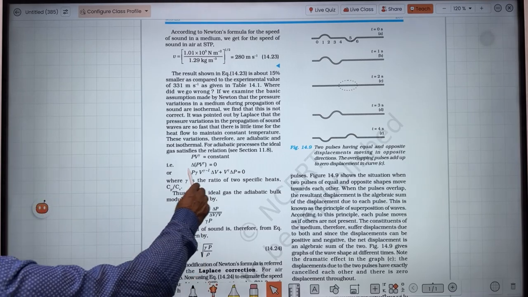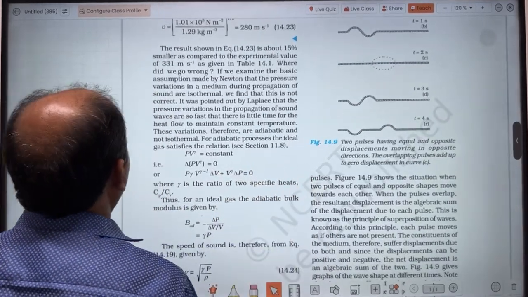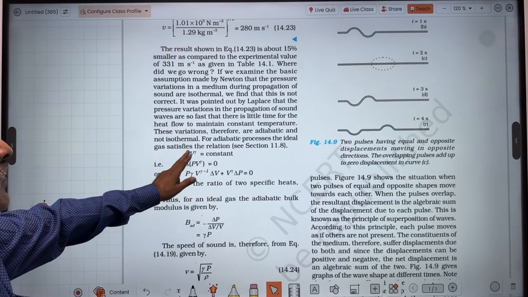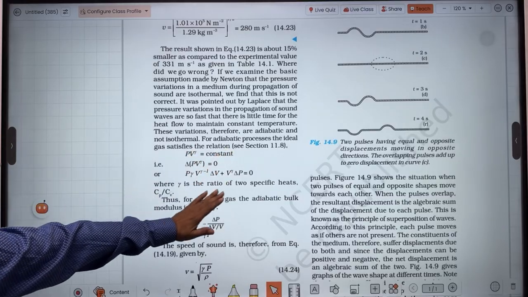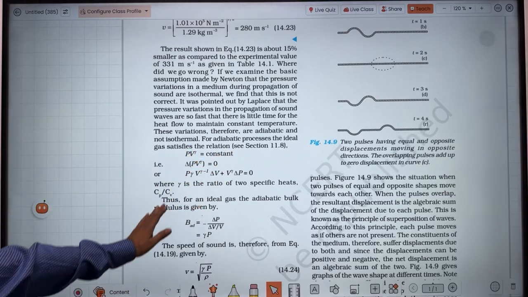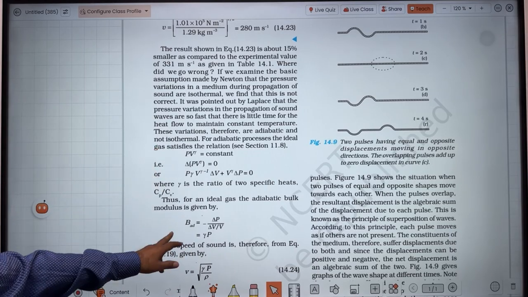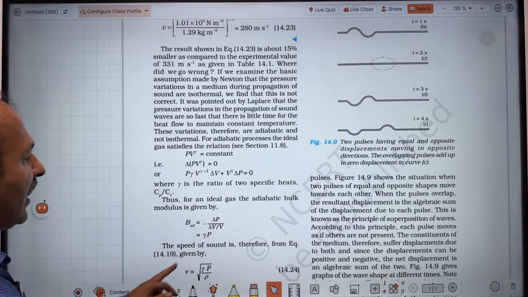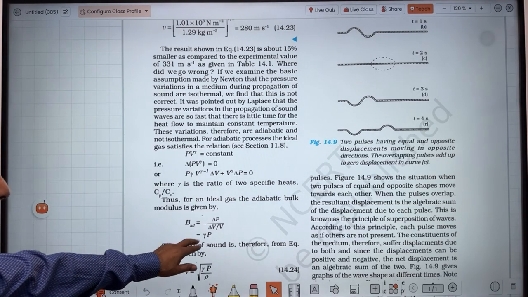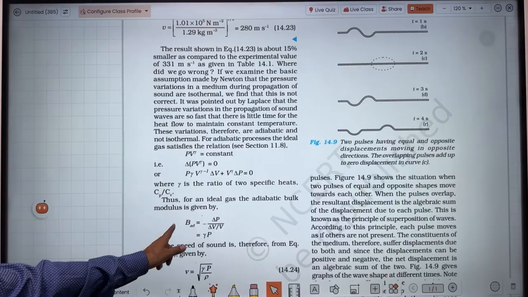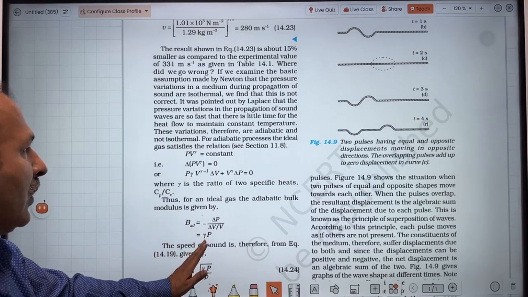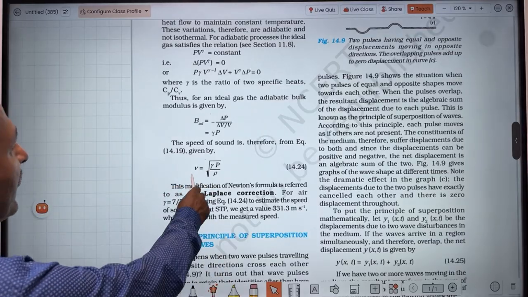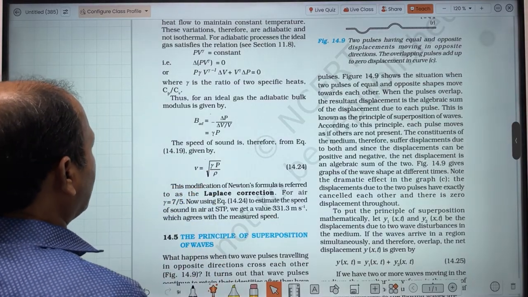In case of adiabatic change, the expression will change. Earlier we assumed PV equal to RT. Here we will assume that PV power gamma, where gamma is Cp upon Cv, equal to constant. Then again we differentiate it. When we differentiate, we get the value of B adiabatic, meaning bulk modulus for adiabatic will be gamma times P, right? So this is an additional term. Earlier what we have got? We have got B equal to P only. So our formula modifies to v equal to root of gamma P divided by rho.